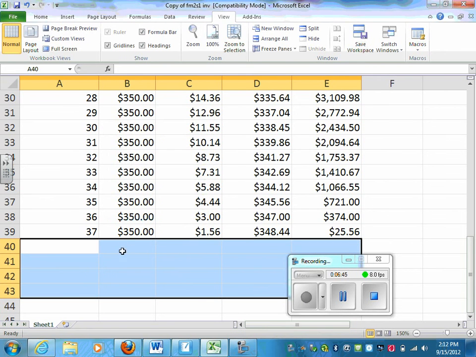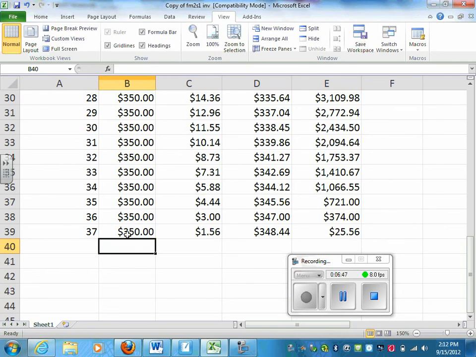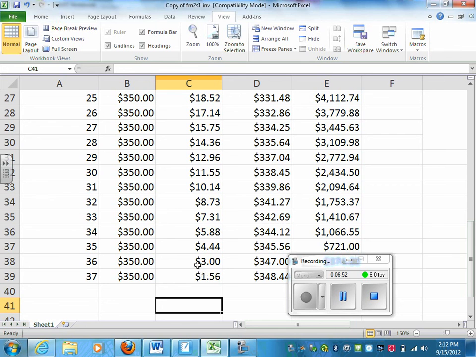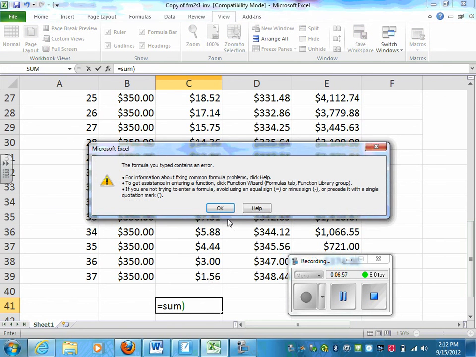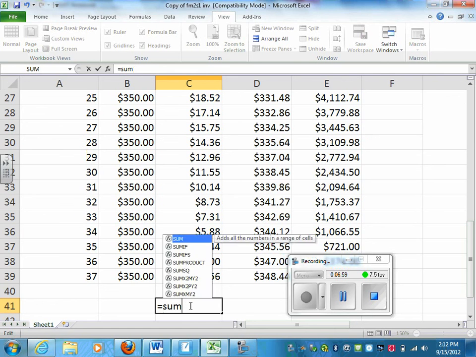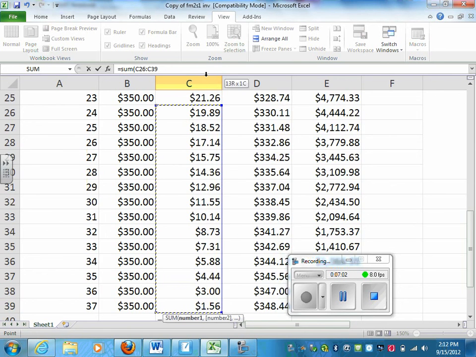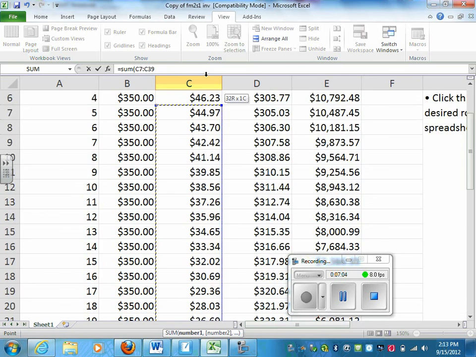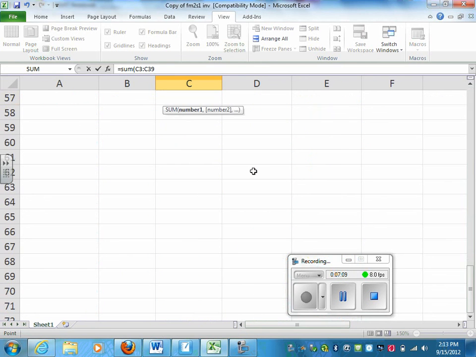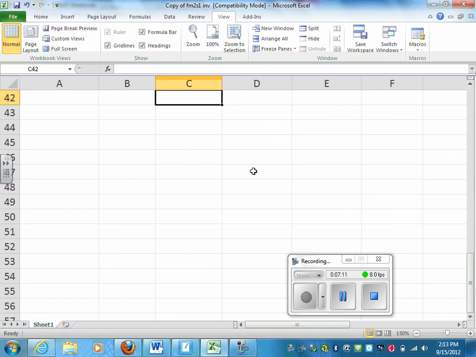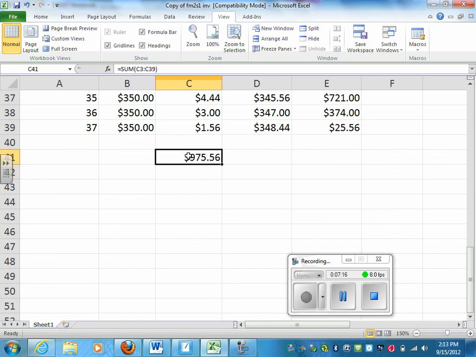Okay, so in the last month, he's going to pay less money. But then if we actually add it up, his total equals sum, and we select which ones we want to add up together, all of the interest he's paid. Okay, oops. So he's paid over $975. So that is the cost of his loan.